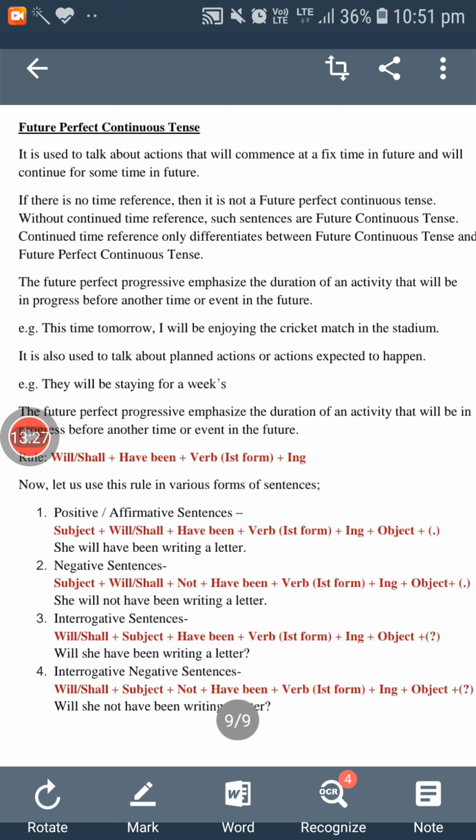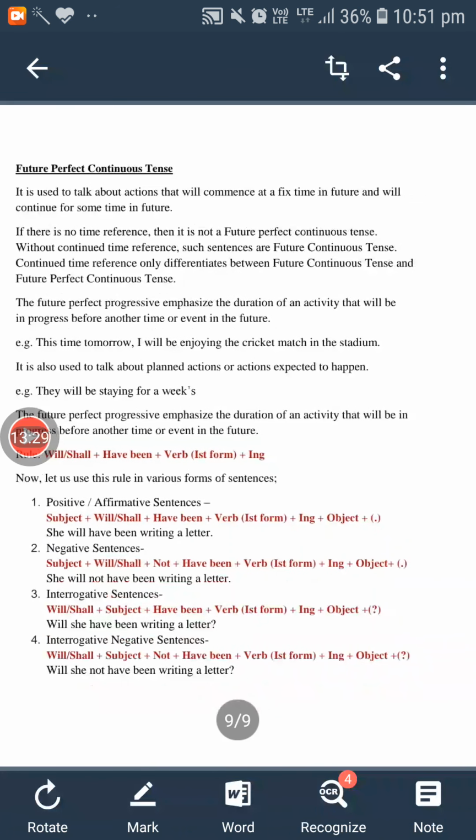Now there are certain examples and details, and we have looked at all the tenses. Please go through the slides once again and take notes with the help of this. I think it will help you in taking the notes.